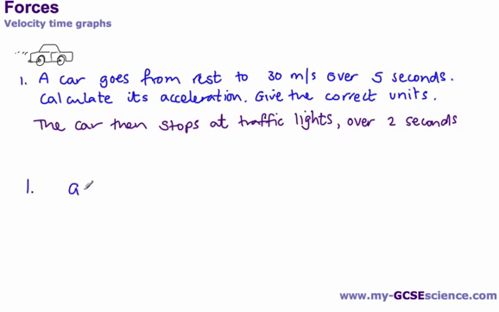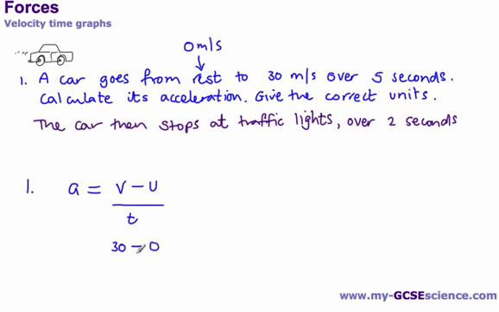So first thing, if we write the formula, acceleration equals V minus U over T. Remember, this is given in the exam. And the final velocity here is, well, it's going from rest to 30 meters per second. So the final velocity is 30. Take away the initial velocity from rest, that means from not moving, so that's 0 meters per second.